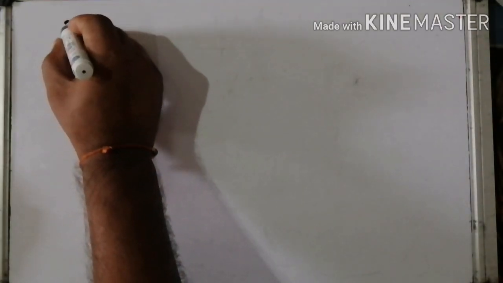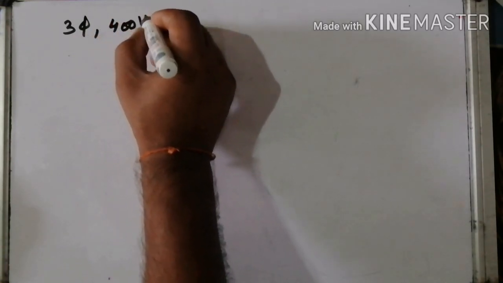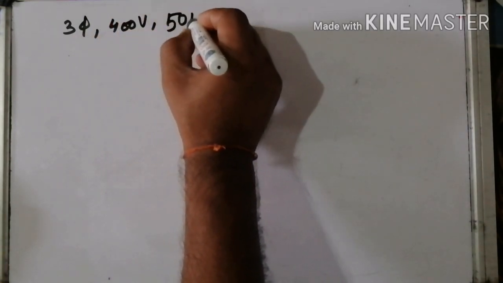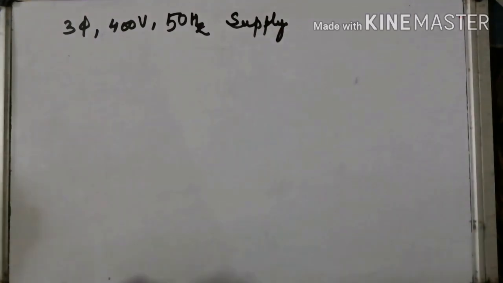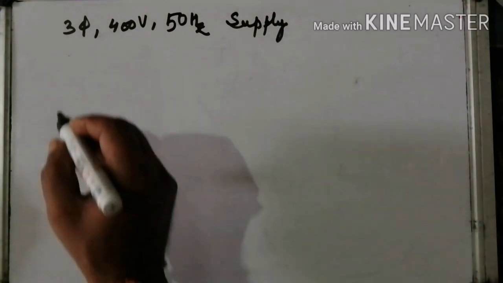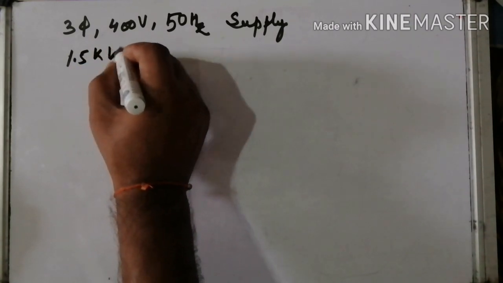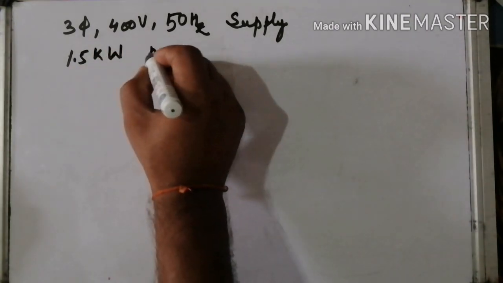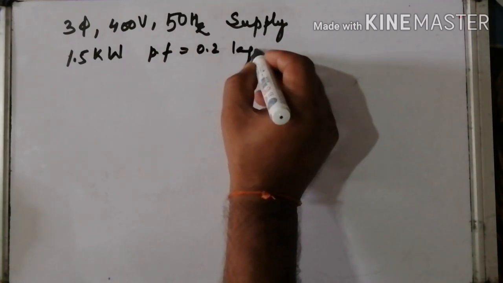Now see the numerical. Here some data is given for the three-phase supply, that is 400 volt, 50 hertz. These are the data for the supply, and the power consumption by the load is 1.5 kilowatt, with a power factor of 0.2 lagging.